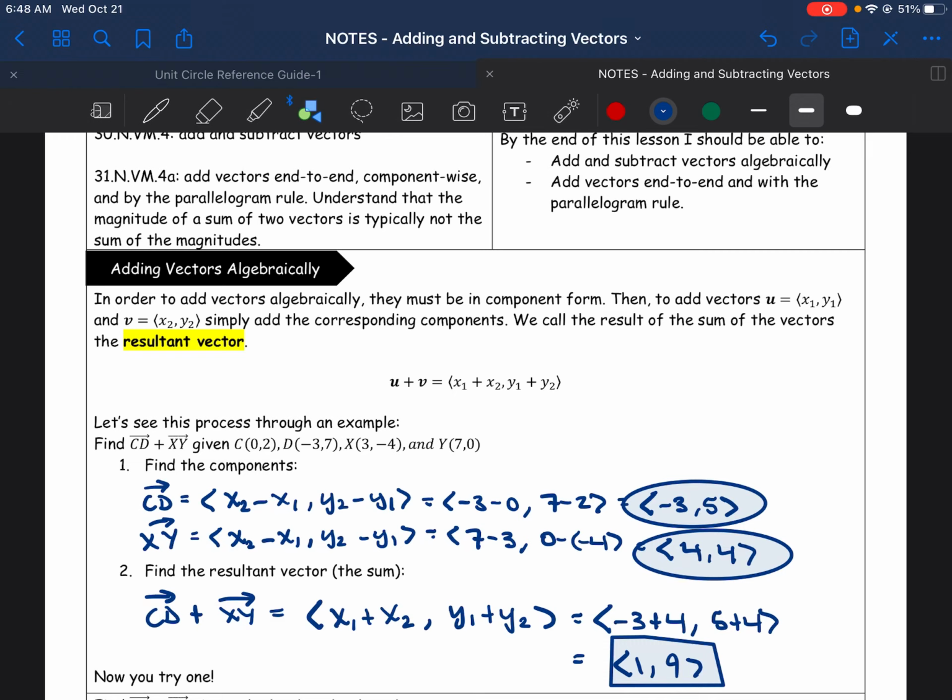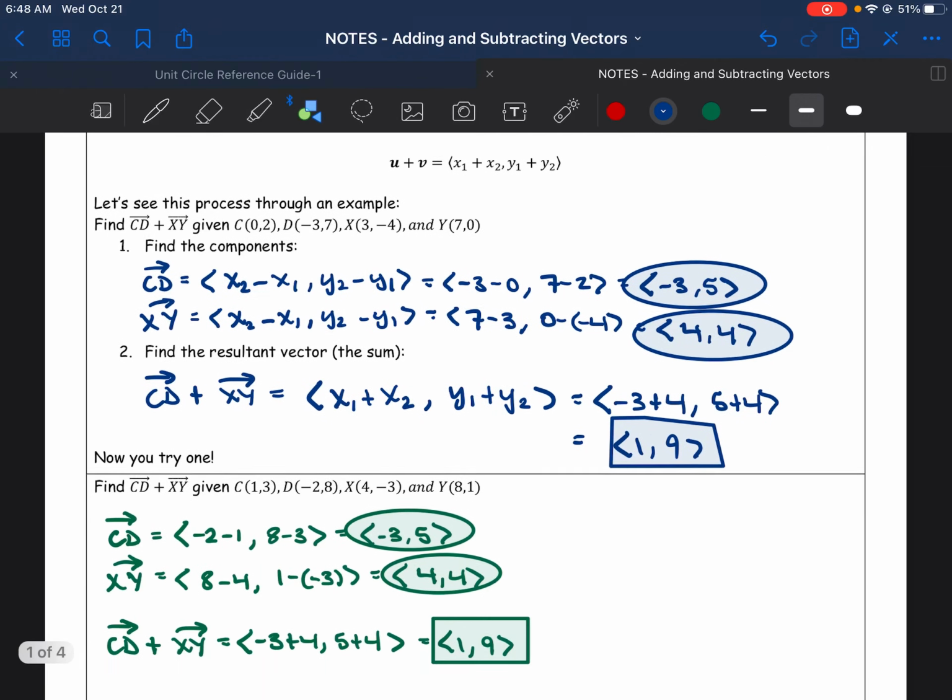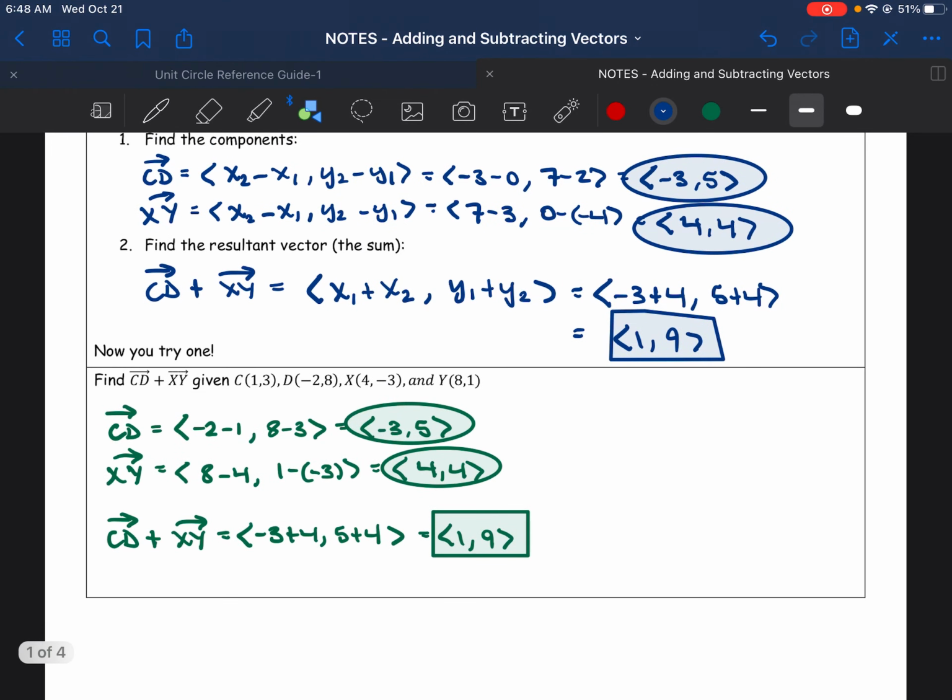Go ahead and pause the video here, try the next example, unpause, and see if you got the problem correct. All right, so here's our next example. It turns out the answer is the same. We get the resultant vector is 1, 9. The points are slightly different, but the math works out the same. So go ahead and pause the video, check your work, and we'll move on to the next example.